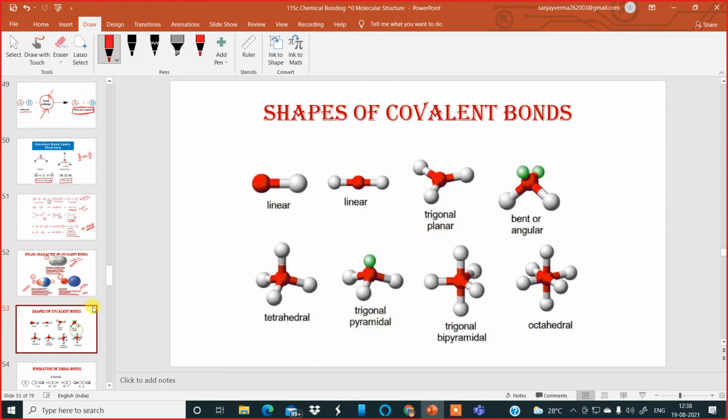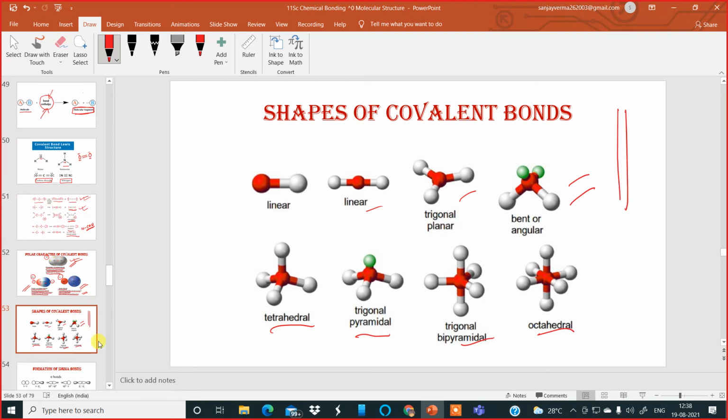Okay. Now, have a look at some more shapes of covalent bonds. Linear. I think now you know the angle. Bent or angular you know. Tetrahedral you know the angle. Trigonal bipyramidal 90, 120. Octahedral 90, 90, 90. So try to remember this figure also. It will help you in answering plenty of questions.